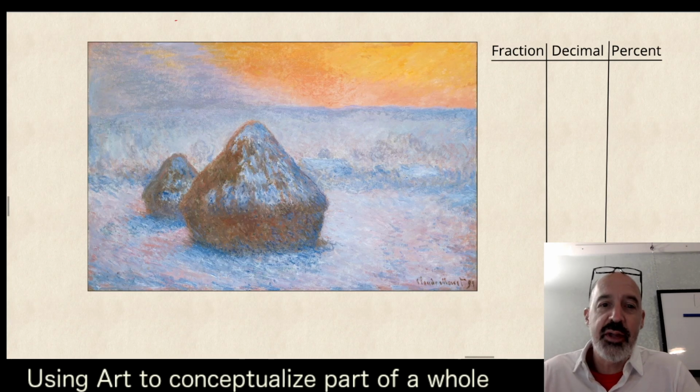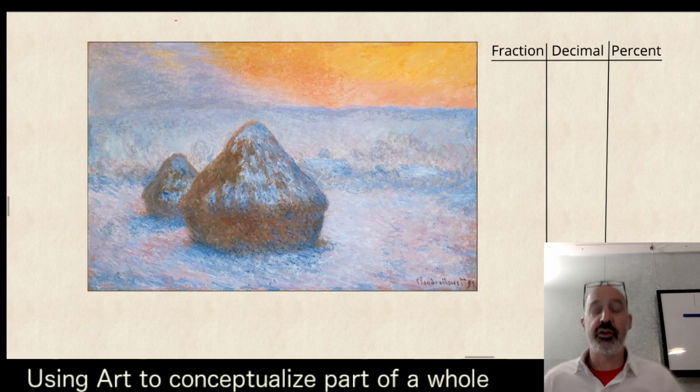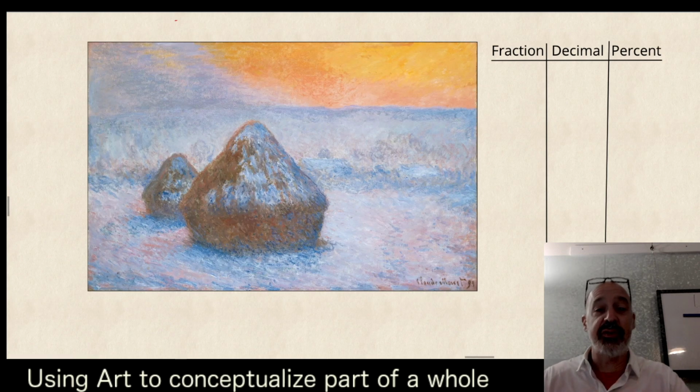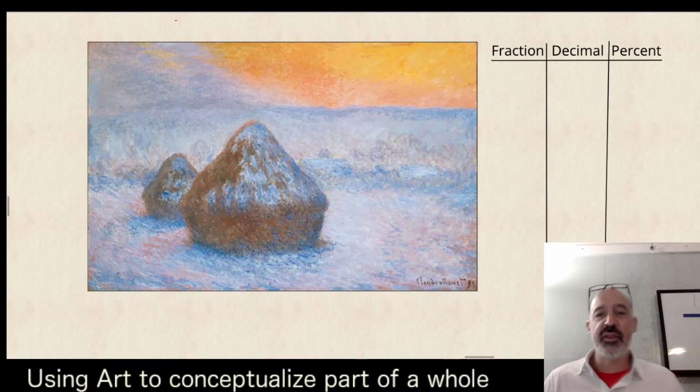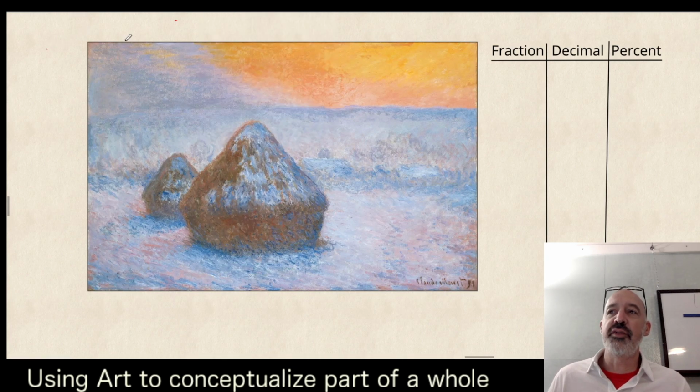So this image is called Haystacks, I believe. It's from Claude Monet. So what I would do is ask my child, or ask a child, what fraction of this picture do you think is the haystack? And what's important here is that the child thinks that this entire picture is one whole, or 100%. That obviously makes sense. That's where they begin. So how would they break it up?